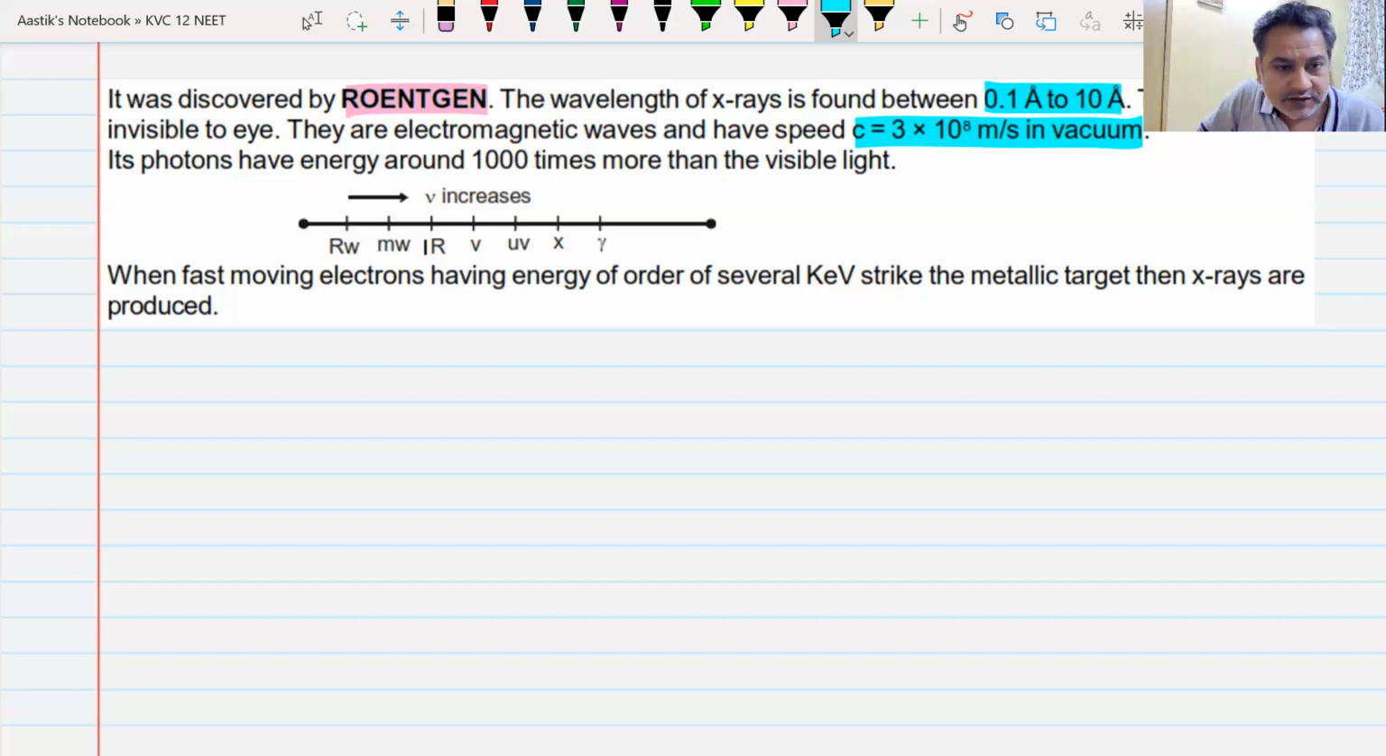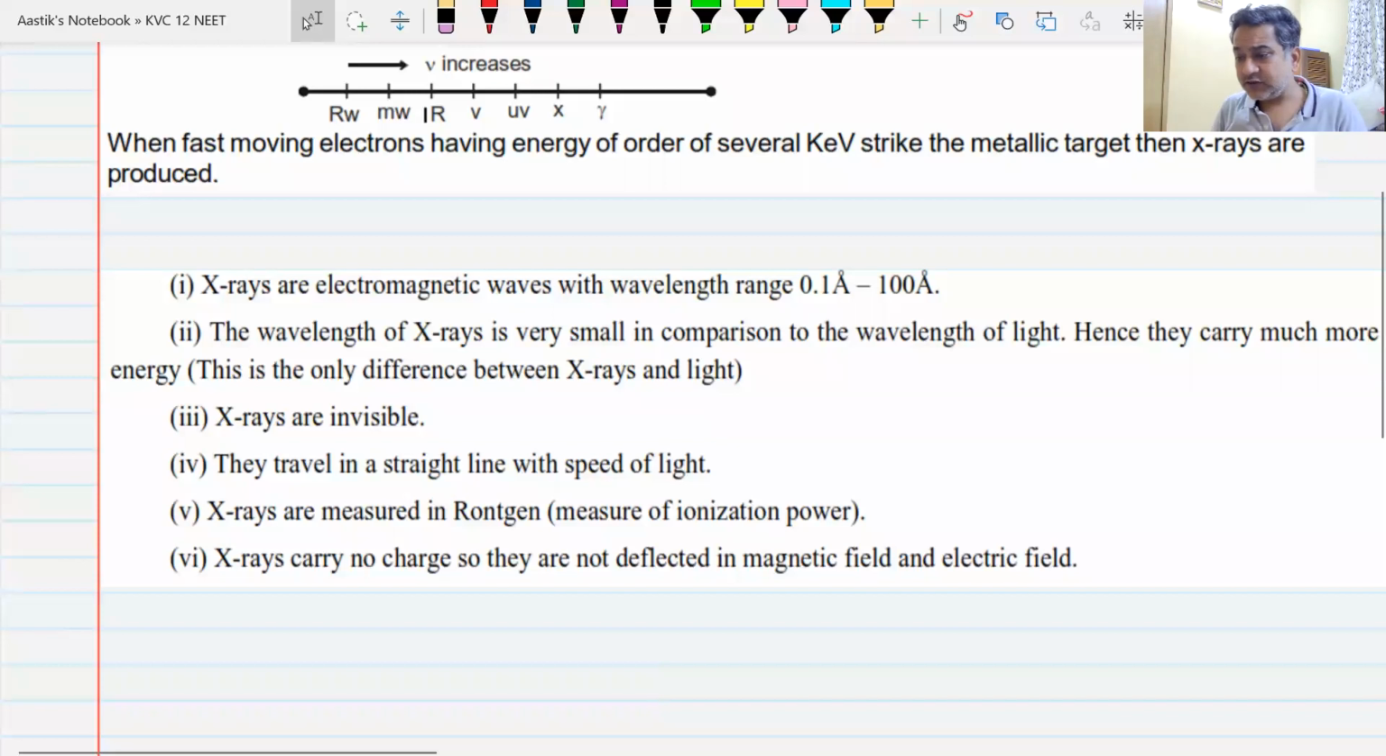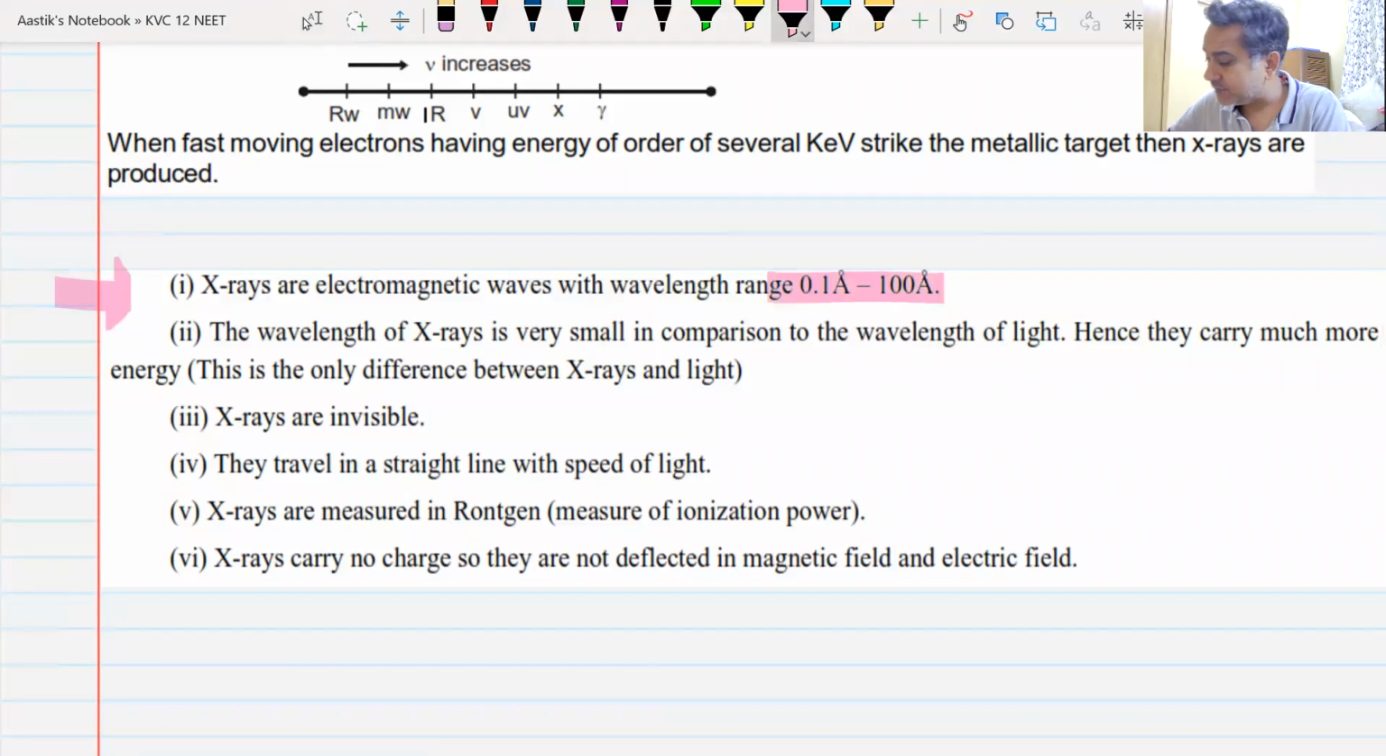Have you noted down these three properties? Yes, sir. Okay, these are the list of properties. I think the first property you have already written down, wavelength 0.1 to 10 Angstrom units.